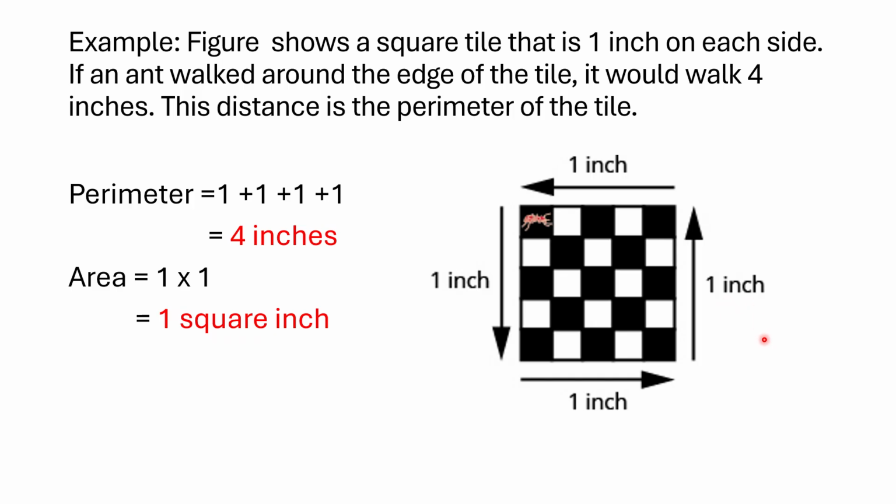Now talking about the area, the area is just the product of this side and this side. So 1 inch times 1 inch, that is 1 square inch. Our unit here has the word square. 1 inch times 1 inch, so that is 1 square inch.